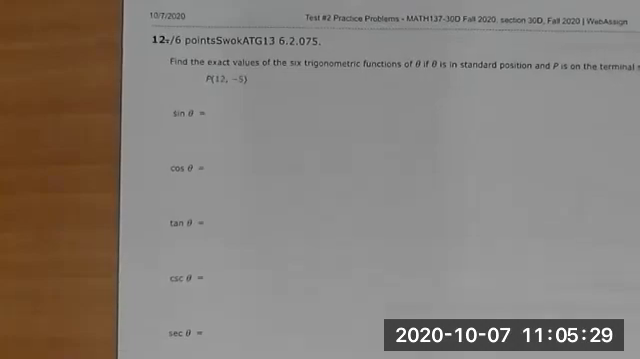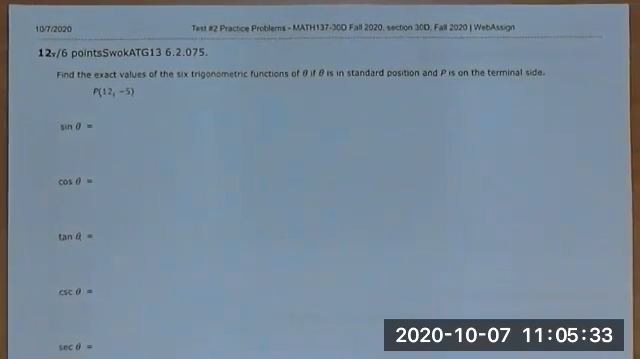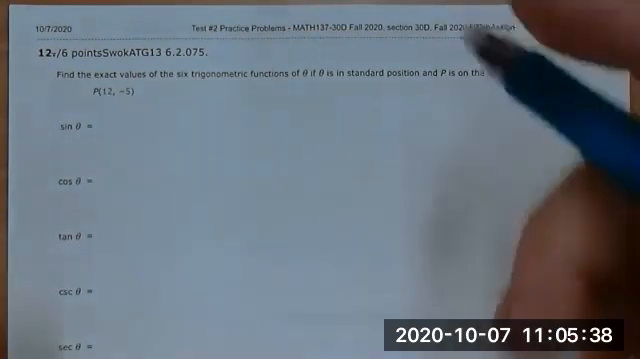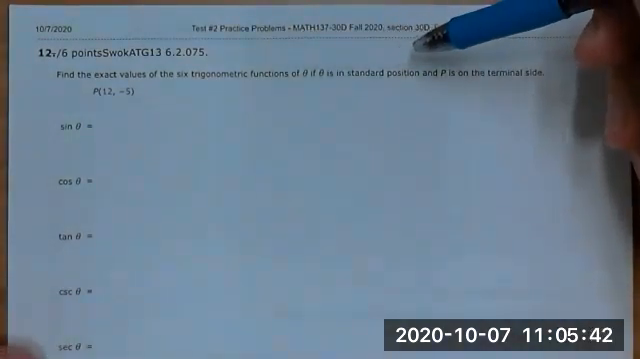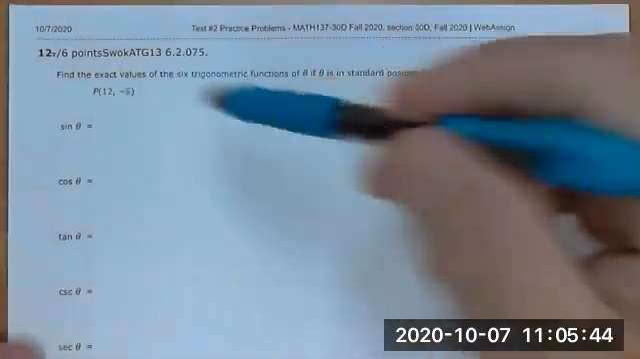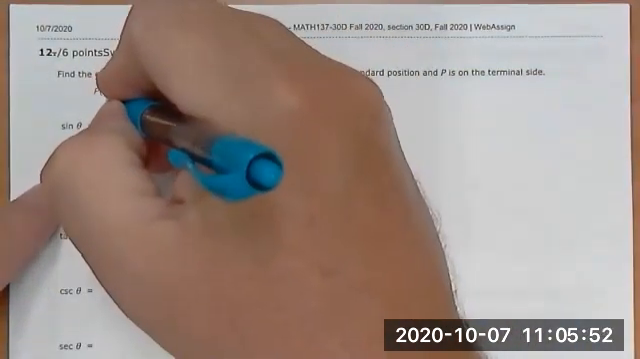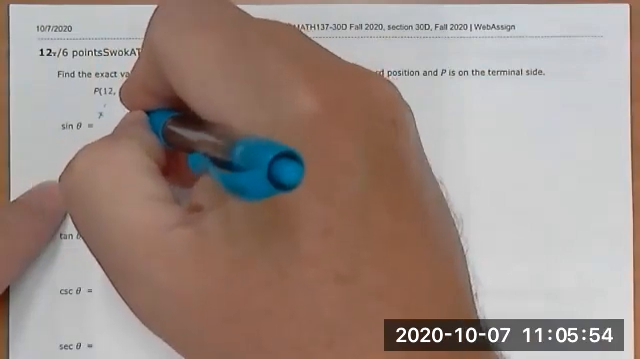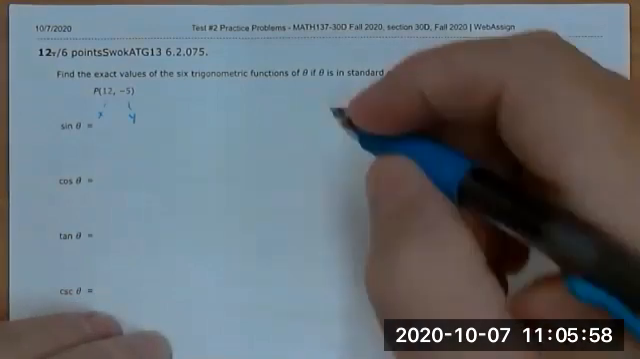Here, ready now for problem number 12. So this says find the exact values of the 6 trig functions of theta if theta is in standard position and P is on the terminal side. So basically, this is a point on like an XY graph. So 12 is X, -5 is Y.